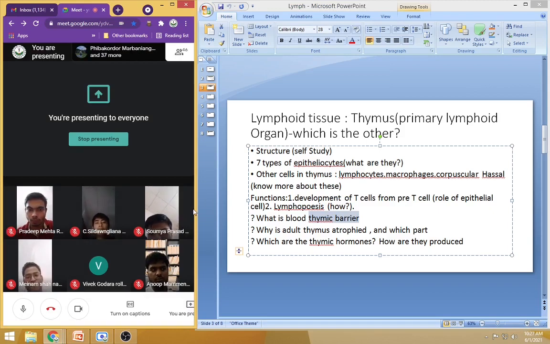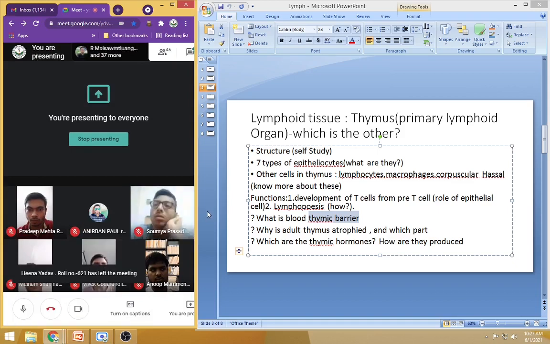Where are the lymph glands, by the way? Can one of you tell me? Unmute yourself and tell me. Do you have lymph glands?